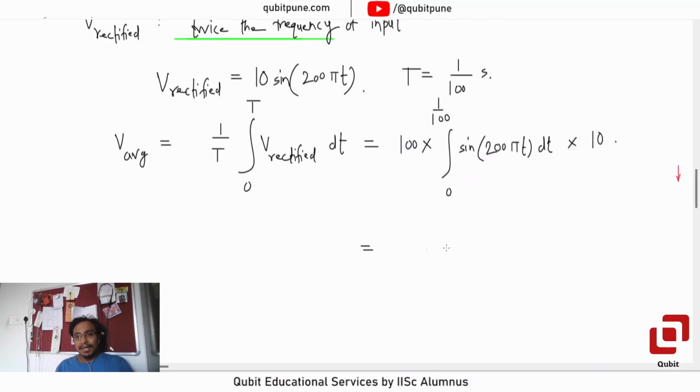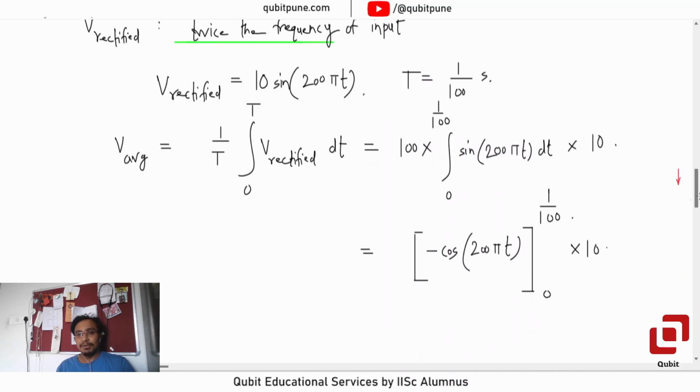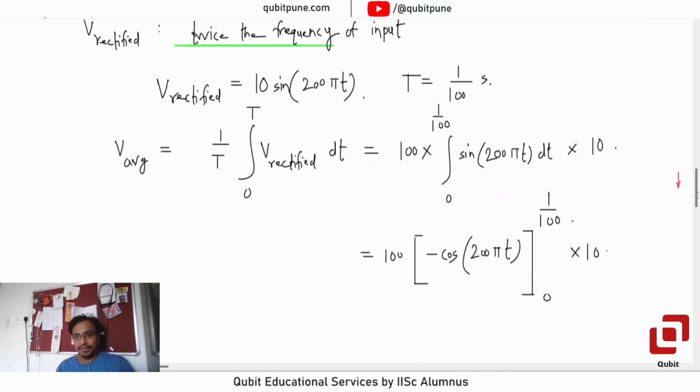Now, I will deliberately keep this 10 as it is, and I will now ask you to calculate the integral with 100. It will turn out to be 2 by pi. Let us see. What is the integral of sine? It's negative cos. And most importantly, what are the limits? 0 and 1 upon 100. And let's also not forget this 100.